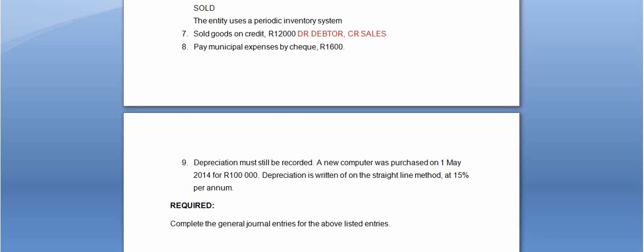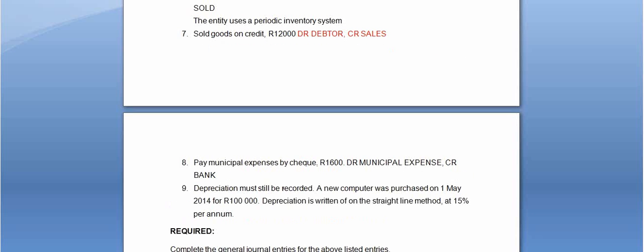In number 8, we pay municipal expenses by check. Also easy, I debit the municipal expense because the expense is more, and of course I credit bank because the asset is less. As simple as that. Previous entries that we have done, and we are actually working per check. Check, very important, means that we are working with a bank account.